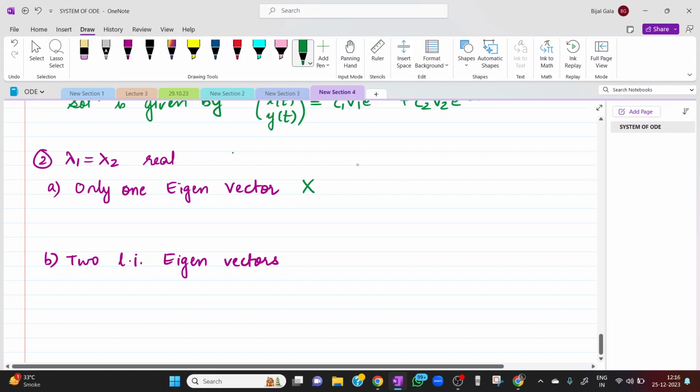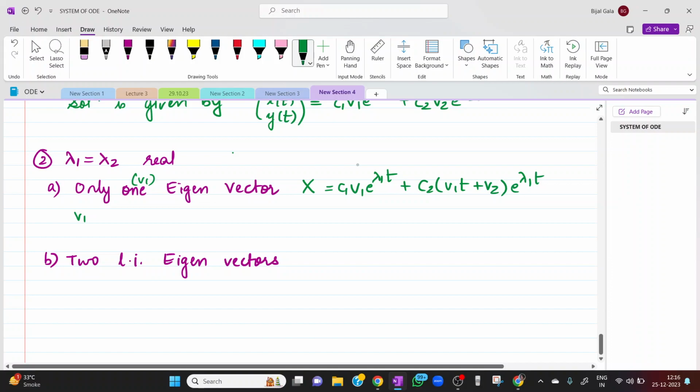capital X, which is x of t and y of t, equal to C1 V1 e raised to lambda 1 t plus C2 times (V1 t plus V2) e raised to lambda 1 t. In this case, you will have to obtain V2. V1 is the only eigenvector which we have got, and we will have to calculate V2.